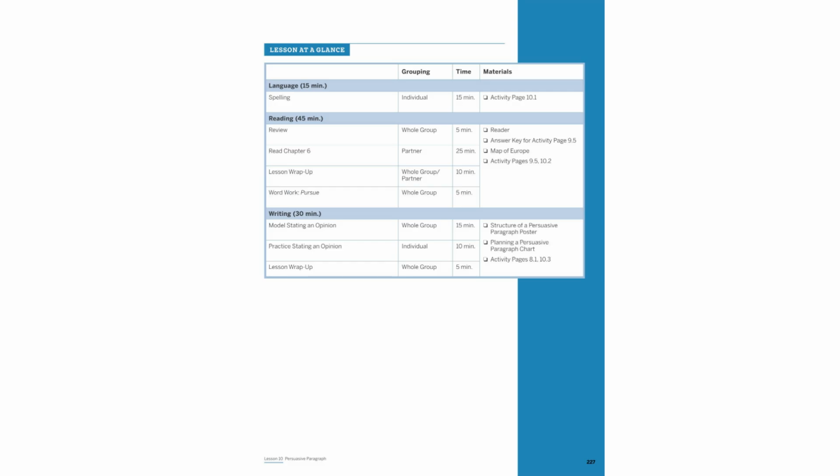In this lesson, students engage in spelling activities, review reading materials, and explore the Battle of Hastings. They read Chapter 6 with partners, focusing on comprehension. Writing involves modeling and practicing stating opinions using the structure of a persuasive paragraph poster and planning chart. The lesson concludes with a word work session on pursue.